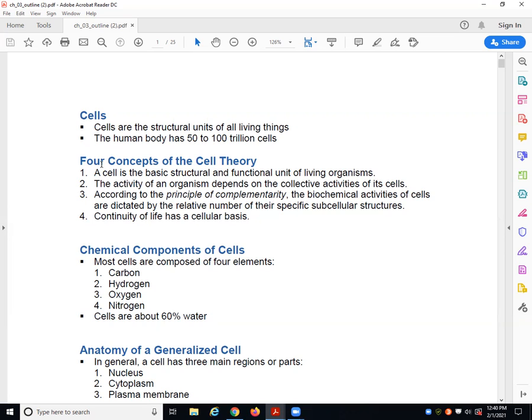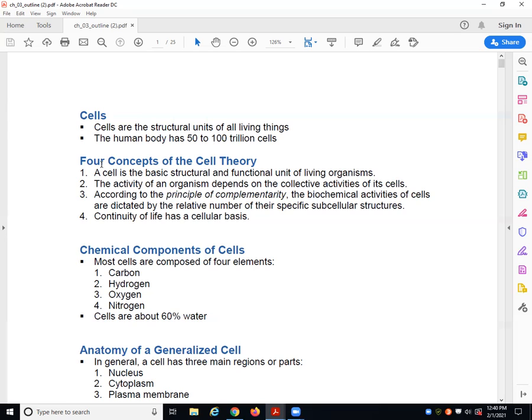And the fourth, continuity of life has a cellular basis. So continuity just means it's continuous, okay? What's happening at the cellular level influences what happens at your organismal level. That's basically what it's saying. But those are our 4 concepts in cell theory.